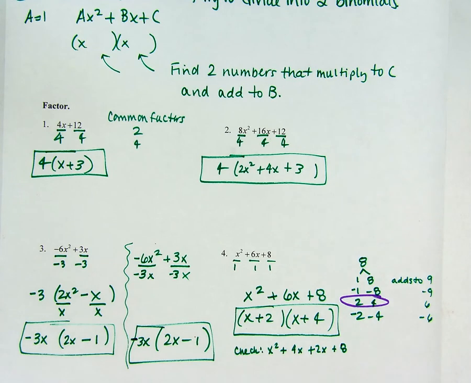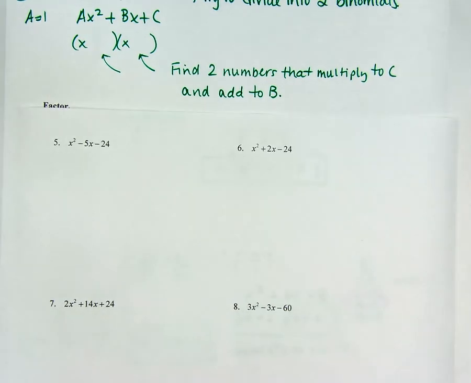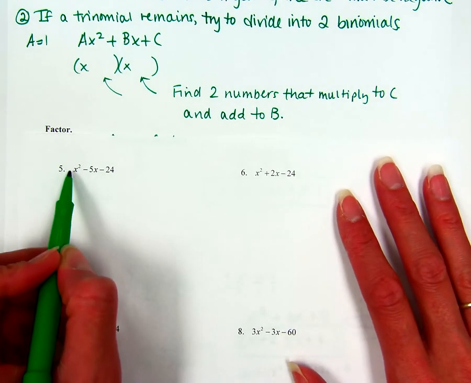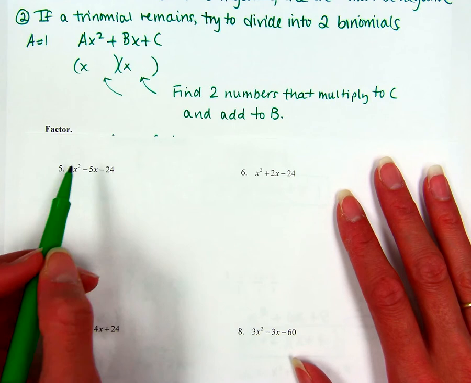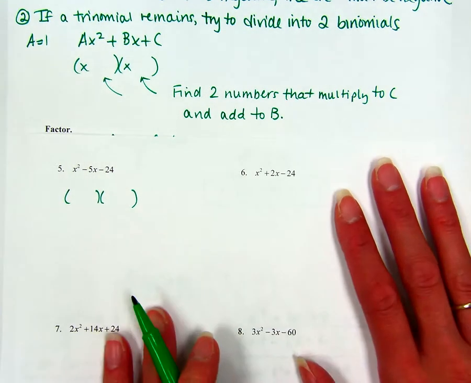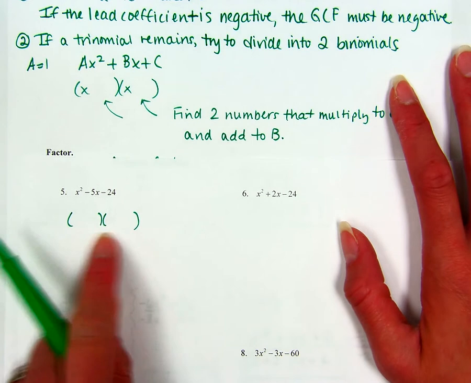All right, so flip over to the back. We're going to keep going with some more examples. All right, number 5. First look for a GCF. I'll give you a hint. If there's no coefficient in front of x squared, then there's not going to be a GCF. So we're just going to look for two binomial factors that we can divide the trinomial into.